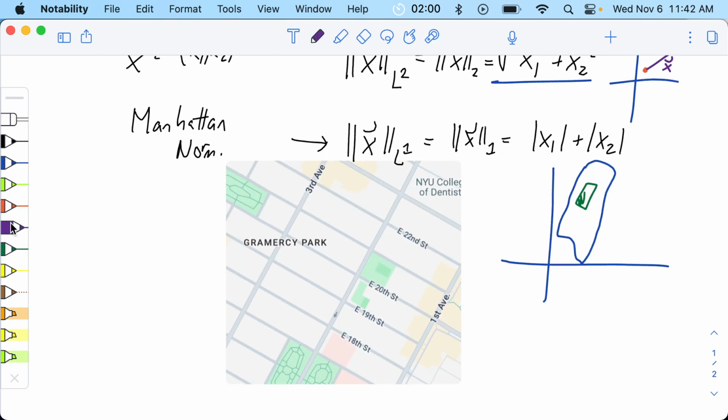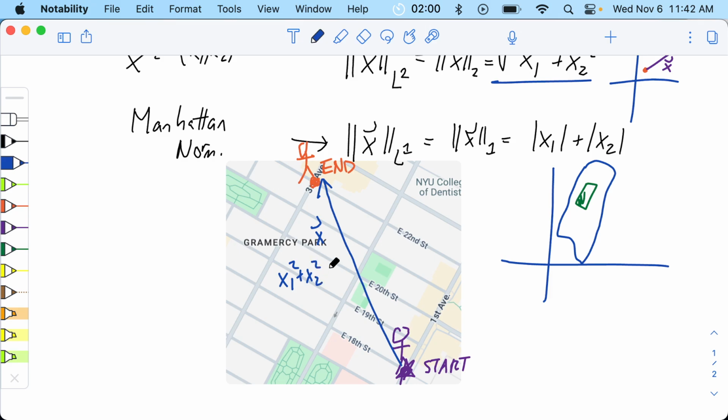Let's pretend you're in Manhattan and you're sitting here at 18th and 1st, the 18th Street and 1st Avenue. That's where you start. And you want to end at 22nd and 3rd over here. This is where you want to end. So Pythagoras, or Euclid, says calculate this vector, call that vector x, and then do x1 squared plus x2 squared. That's like the length of this diagonal line.